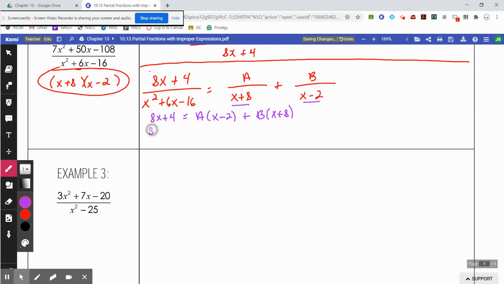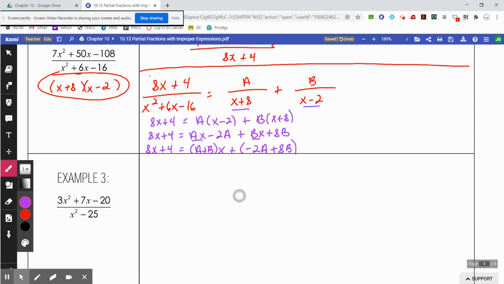Distributive property, we now have 8x plus 4 equals ax minus 2a plus bx plus 8b. Group your x's together, and you now have, here's an x and here's an x. That would be a plus b when you factor that x out. And then you have plus your constant terms, which is a negative 2a and a positive 8b.